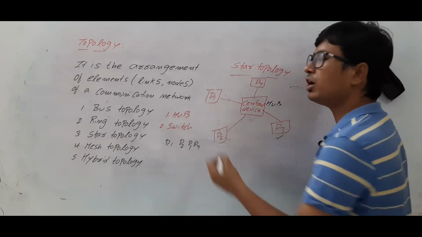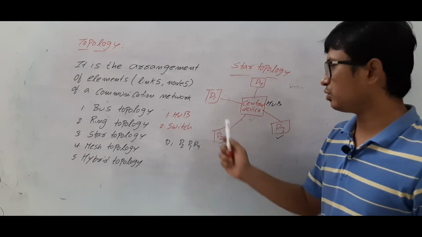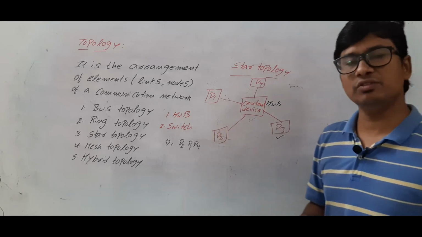Okay, so now the hub, what will it do? It will do the broadcast. So all the devices will come to know about the packet, and even device 3 will also get the packet.